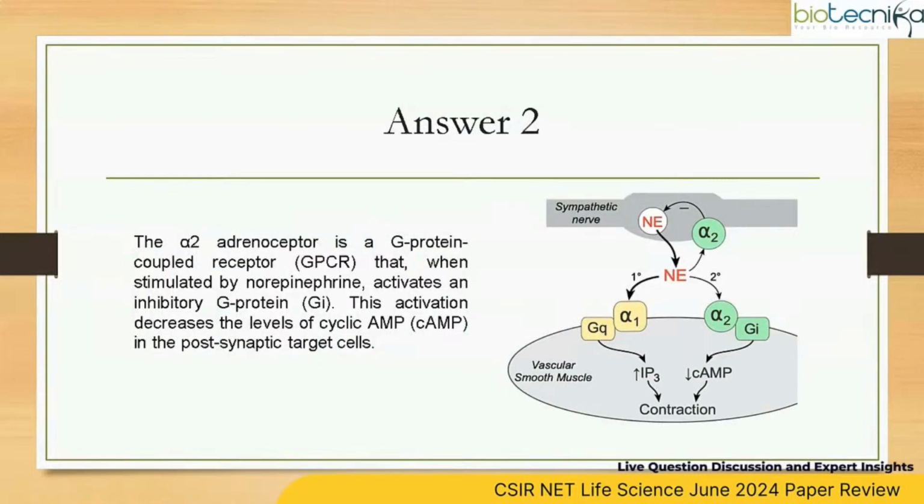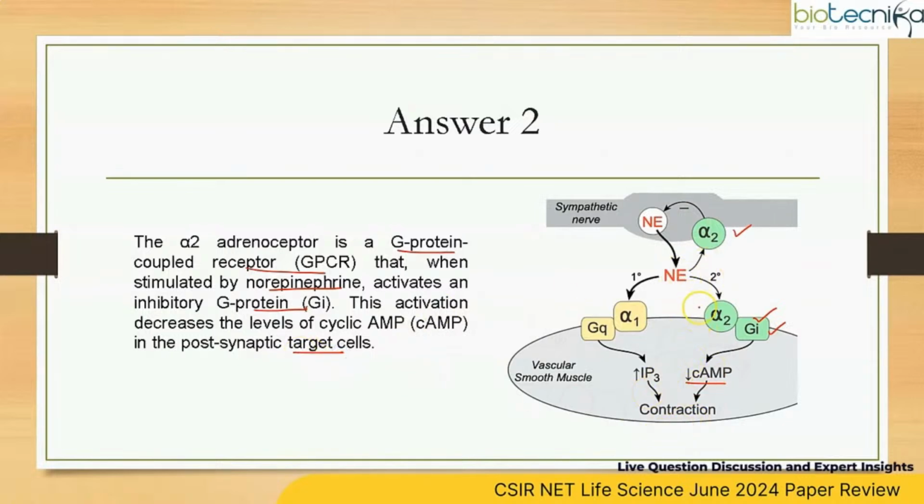So if you see this figure, the alpha 2 adrenoreceptor is a G protein coupled receptor. It is a GPCR. Okay, so alpha 2 is associated with inhibitory, and when stimulated by norepinephrine, this alpha 2 adrenoreceptor activates the inhibitory G protein. Okay, so this activation will decrease the cyclic AMP in the postsynaptic target cells.